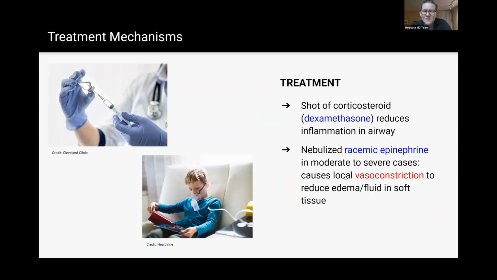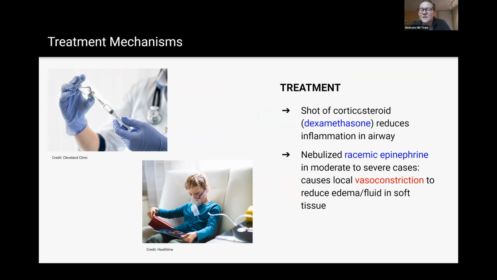So just the mechanism for these drugs that we're giving, again, I talked about this before, but the corticosteroid or the dexamethasone is going to help reduce the inflammation in the airway. And then the nebulized racemic epinephrine. Epinephrine is a very potent vasoconstrictor. Like I mentioned, the swelling comes from the vessels being really dilated and leaky so that the immune cells can get out of the blood and into the tissue.